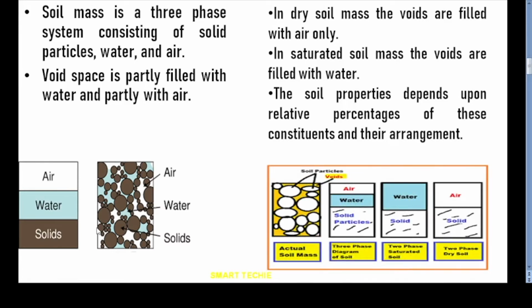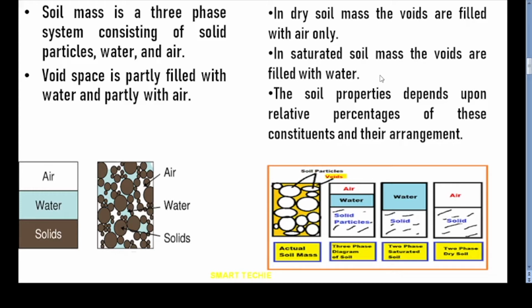Now soil is further divided into dry soil and saturated soil mass. As the name says, dry soil, that means the voids are filled with air only. So if you see in this particular figure, you see that there is only air and there are only solid particles. That means it becomes a two-phase diagram. So what is the dry soil? Dry soil is something which is having the voids which are filled only with air.